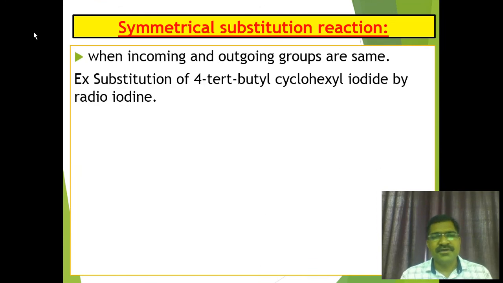See this example. Before going towards the example, you must understand what we mean by a symmetrical substitution reaction. A symmetrical substitution reaction means when the incoming nucleophile and the outgoing leaving group are the same, then this is called a symmetrical substitution reaction. Incoming and outgoing groups are the same.